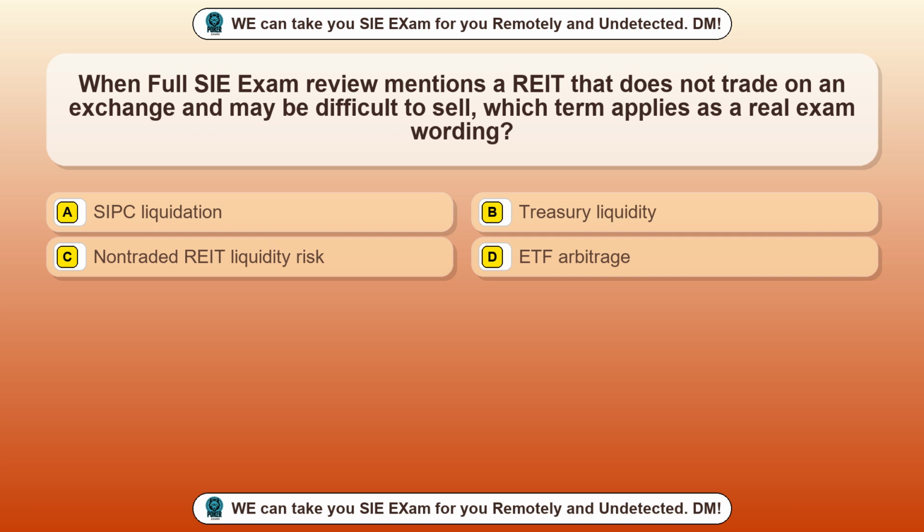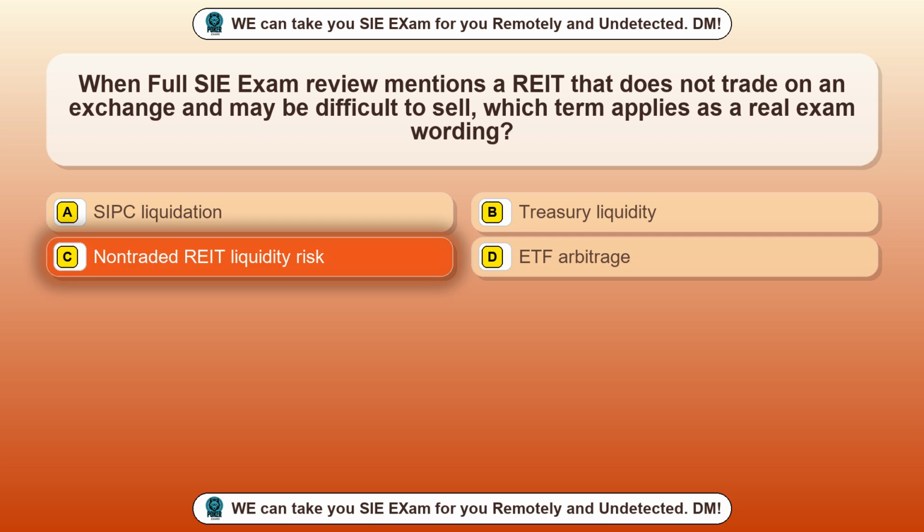Question 10. When full SIE exam review mentions a REIT that does not trade on an exchange and may be difficult to sell, which term applies as real exam wording? Option A, SIPC liquidation. Option B, Treasury liquidity. Option C, non-traded REIT liquidity risk. Option D, ETF arbitrage. The correct answer is Option C, non-traded REIT liquidity risk.